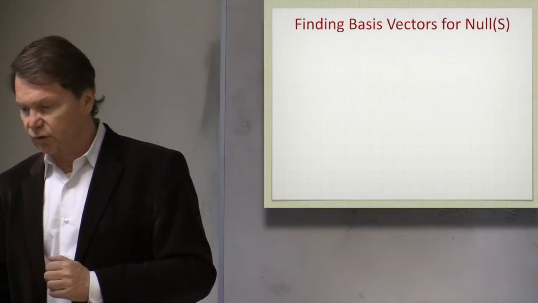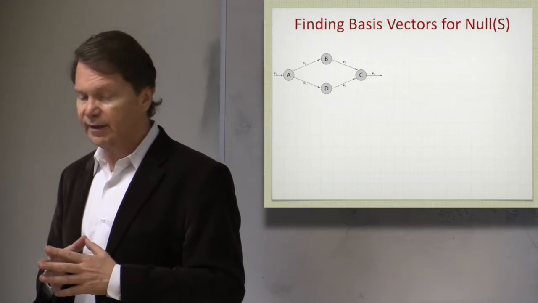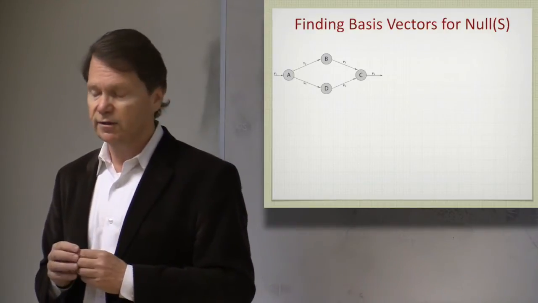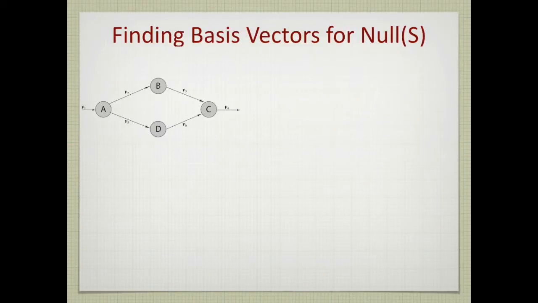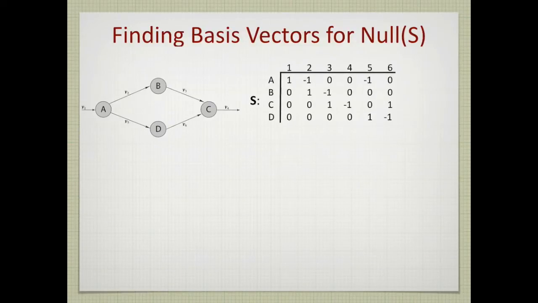All right, so let's talk about finding basis vectors for the null space of S. Here I have a very simple system that we're going to use as an example, where we have 4 nodes or 4 compounds in there, A, B, and C, and we have 6 fluxes associated with them. So there are 6 reactions in here, and this matrix is therefore 4 by 6. It's full rank, so the rank is 4.